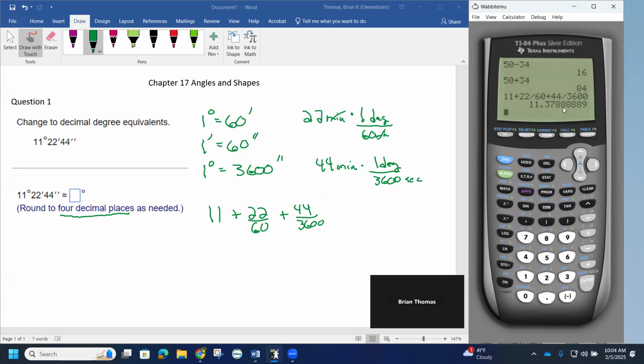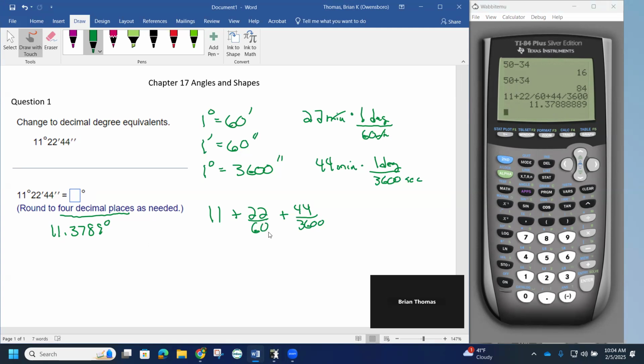So that fourth number is an 8. Since there's an 8 after that, it tells me to change it to 9. So we're picking up on, then, this is going to be 11.3789 degrees. We also have the degree symbols already there, so all we got to do is put in the boxes 11.3789.